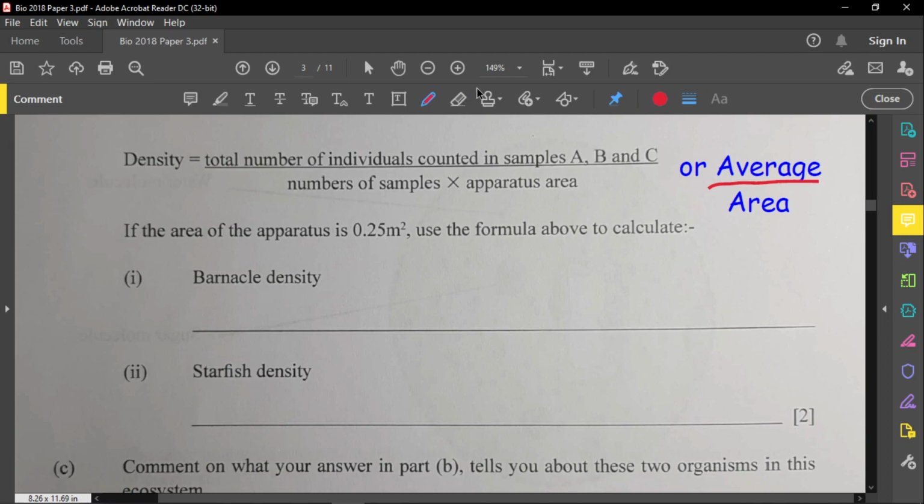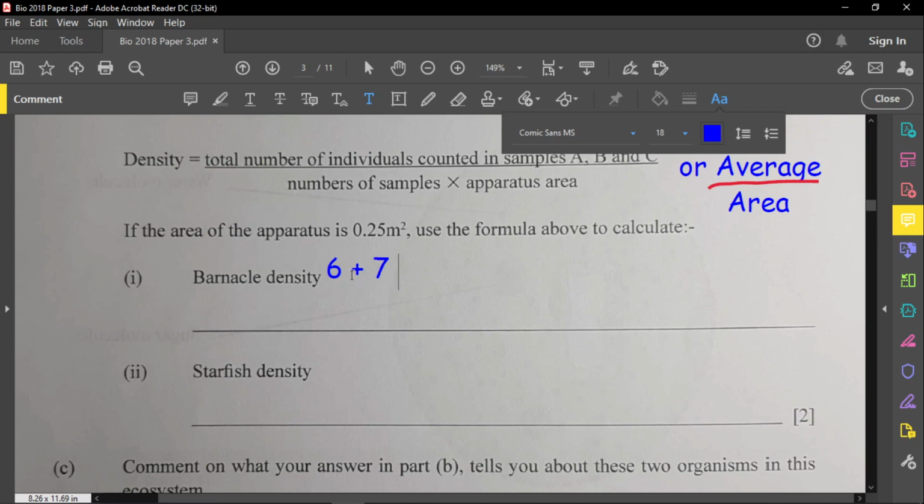So here now, let's put this in the equation. It will be the total number. Let's just do the total right here first, to make it easier for us to calculate. So it'll be 6 barnacles in the first sample plus 7 plus 17. And all of that will equal 30. Okay, so this will be 30.